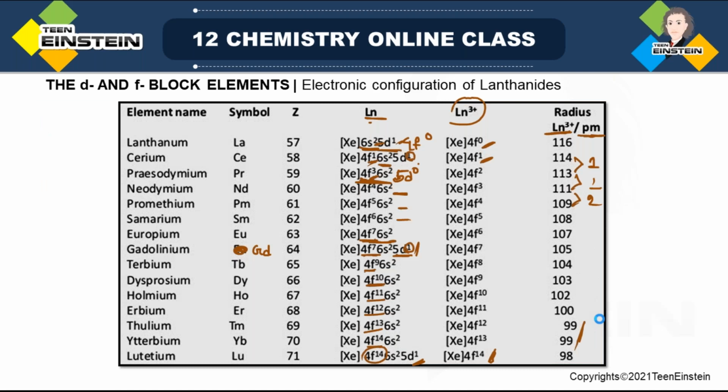In the electronic configuration, all these are atomic numbers, that is, this Z value.